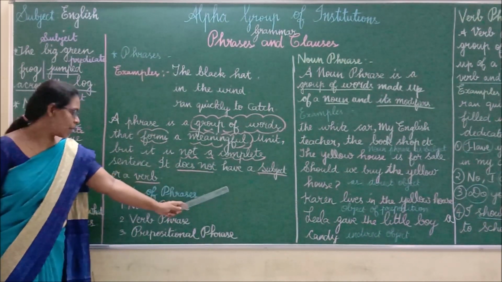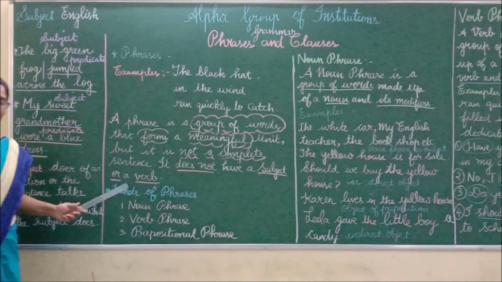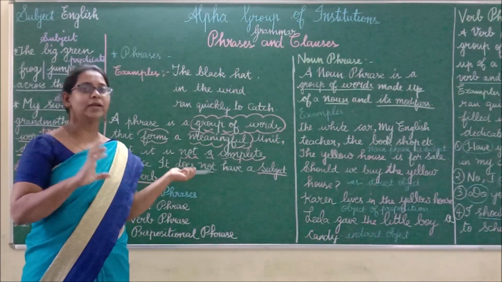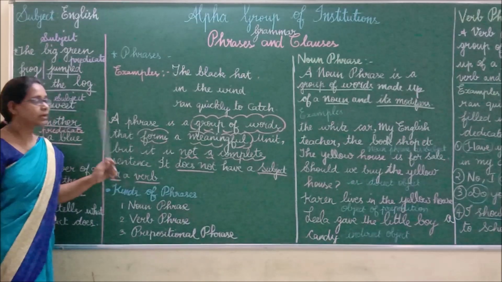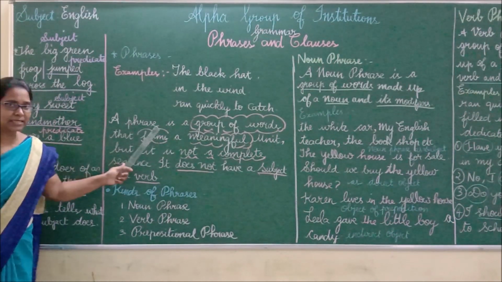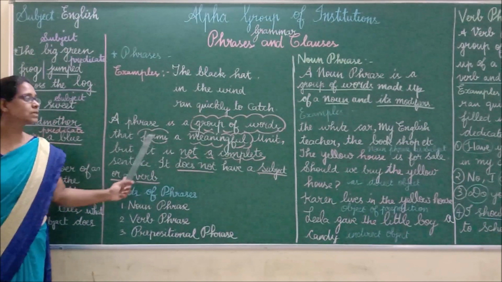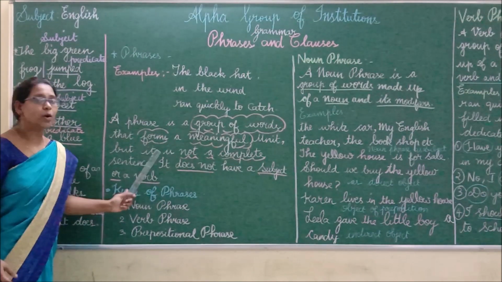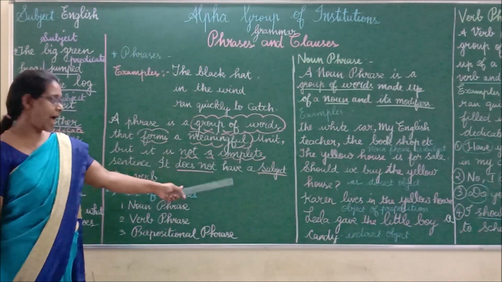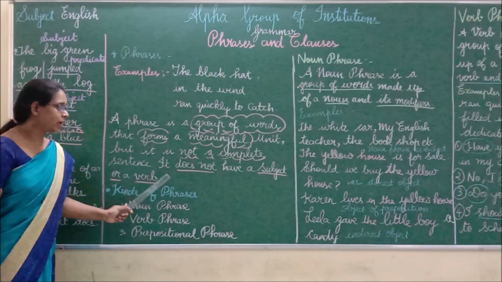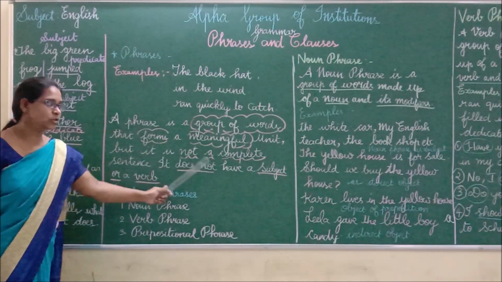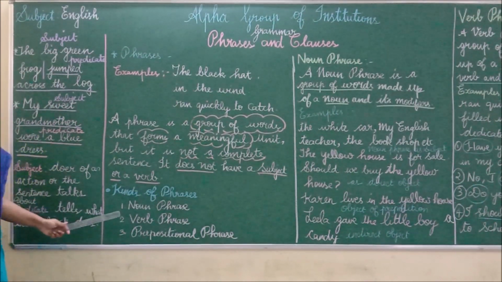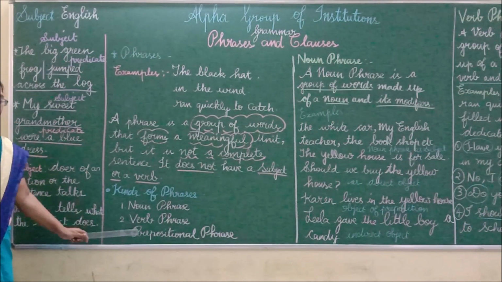It does not have a subject or a verb. Now do you understand what is meant by phrase? A phrase is a group of words that forms a meaningful unit, but it is not a complete sentence. In other words, we can say it does not have a subject or a verb. Types of phrases: noun phrase, verb phrase, prepositional phrase.